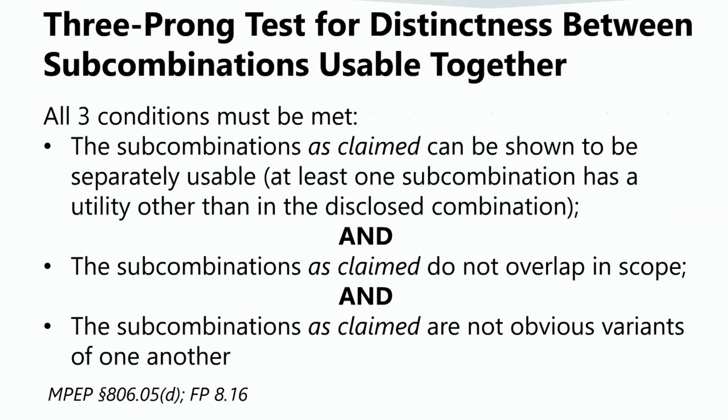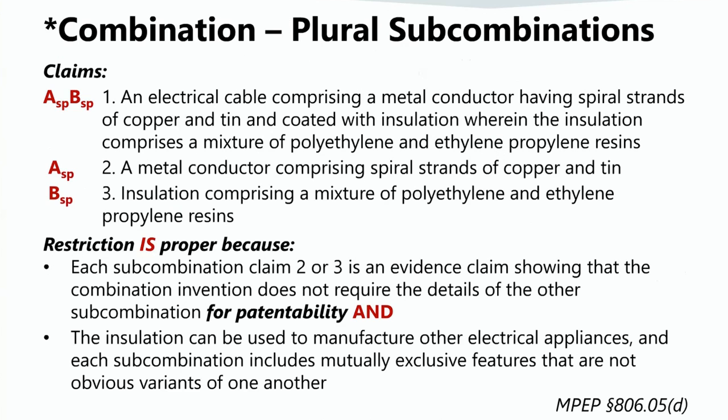The test for distinctness between subcombinations usable together is even more complicated, as there are three conditions that must be met. If applicant were to traverse and admit that the subcombinations as claimed are obvious variants of one another, the restriction between them could be withdrawn, and the admission is potentially useful in an art rejection. This slide is an example of how restriction can be proper between a combination claim, Claim 1, and more than one subcombination, Claims 2 and 3.